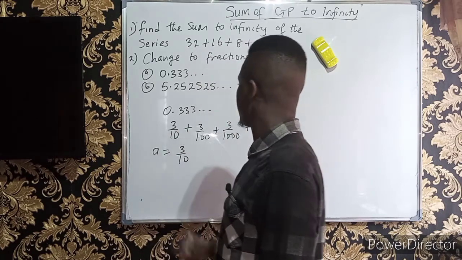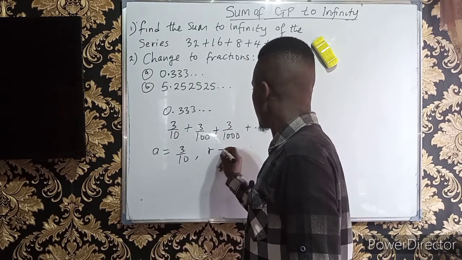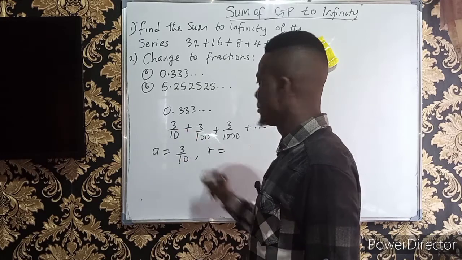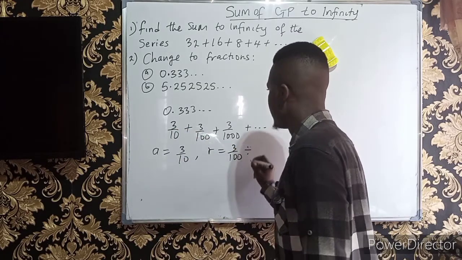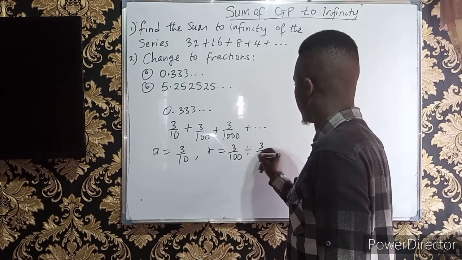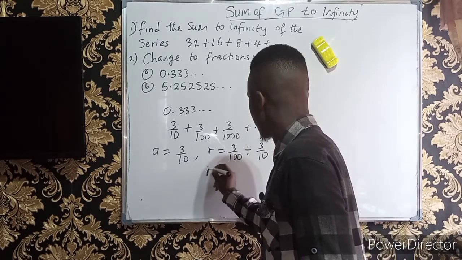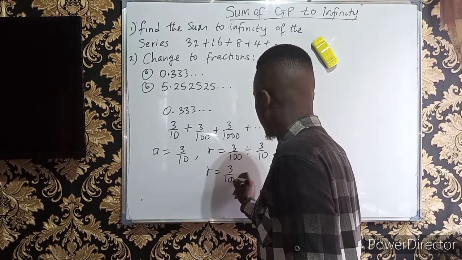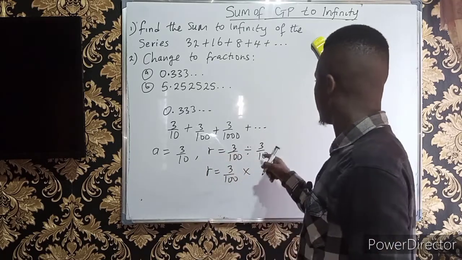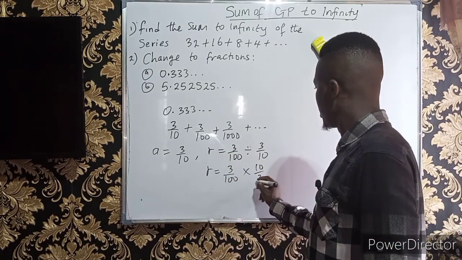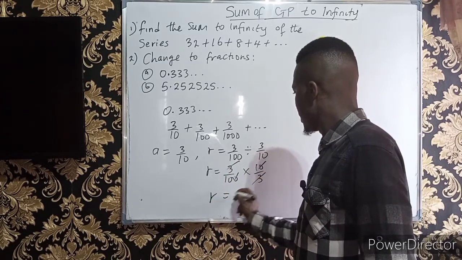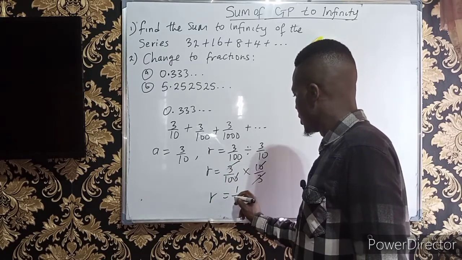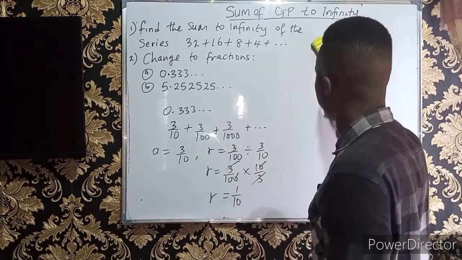As you can see, the first term is 3 over 10. Now our common ratio will be second term divided by first term, as usual. Second term is 3 over 100 divided by first term, which is 3 over 10. This will give us 3 over 100 times, I will change division to times, turn upside down, 10 over 3. This will cancel out, 0 will cancel 0. So we are left with the fact that our r is 1 over 10. So our common ratio is 1 over 10.